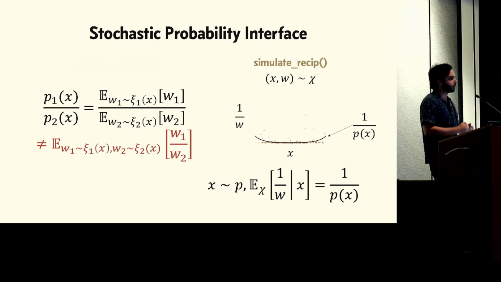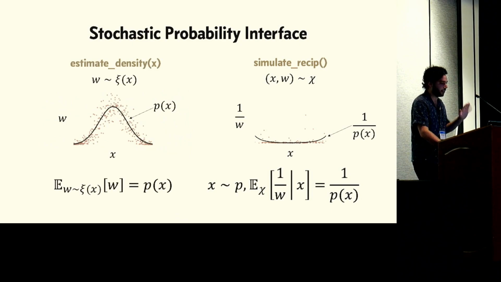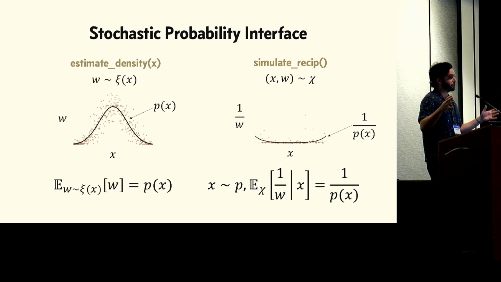In addition to producing a sample x from the distribution, it also produces a weight w. The property of w is that the conditional expectation of 1 over w is p of x. So w itself is the reciprocal of an unbiased estimate of 1 over p of x. These two methods together form the stochastic probability interface. For any given distribution, even many distributions that don't have tractable exact densities, there are many valid implementations of this interface, which strike different trade-offs between computational cost and variance.